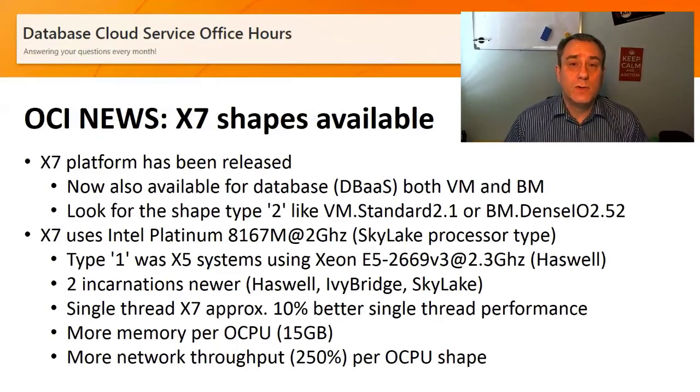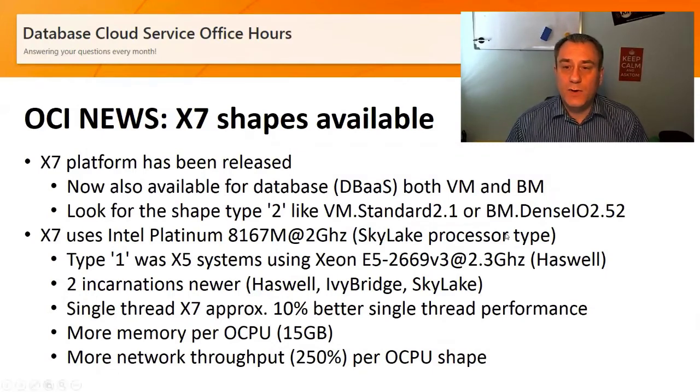So if you have a VM Standard 2.1, it means that you have an X7 system and you are using one OCPU. The same applies to the bare metal dense systems on the database. Those are the only database systems we have on X7 in the new shapes: the BM DenseIO 2, version 2, with 52 OCPUs optionally available. So that's on the system side.